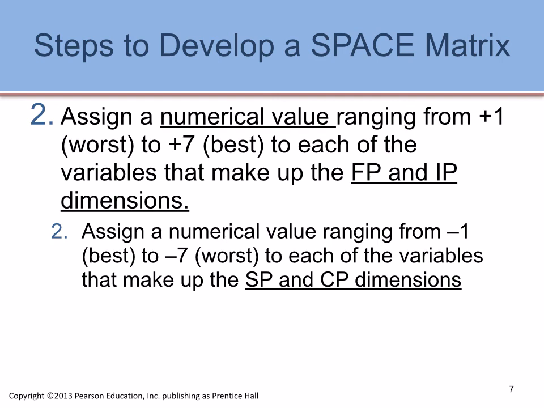For instance, a numerical value ranging from 1, worst, to 7, best, is always assigned to each of the variables that make up the FP and IP dimensions. So you have to give positive values to FP and IP, and these values can only be given to FP and IP. And the numerical values ranging from -1, best, to -7, worst, are only assigned to variables that make up the SP and CP dimensions. Again, these values, -1 to -7, can only be assigned to SP and CP dimensions.